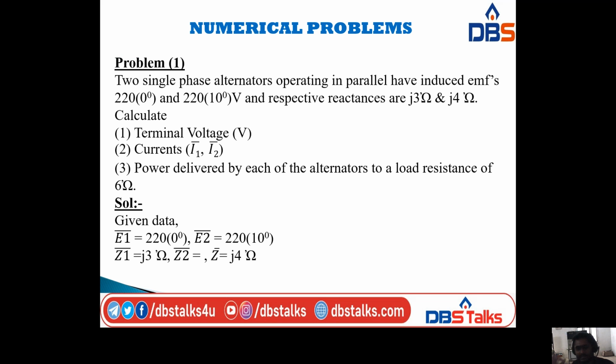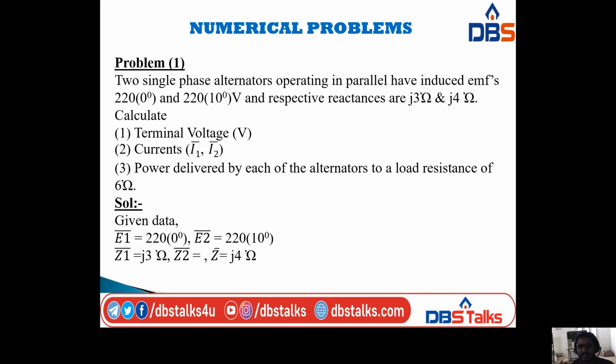Here there are three problems, and these three problems are for the parallel operation of alternators. Coming to problem number 1: two single phase alternators operating in parallel have induced EMFs E1 and E2 of 220 at an angle of 0 and 220 at an angle of 10 degrees. We have the respective impedances Z1 and Z2, because we are using two alternators. The Z1 value is j3 ohms and the Z2 value is j4 ohms.